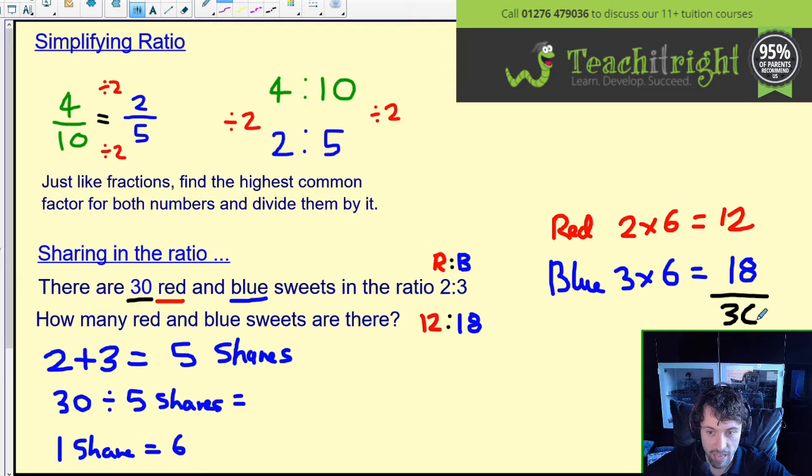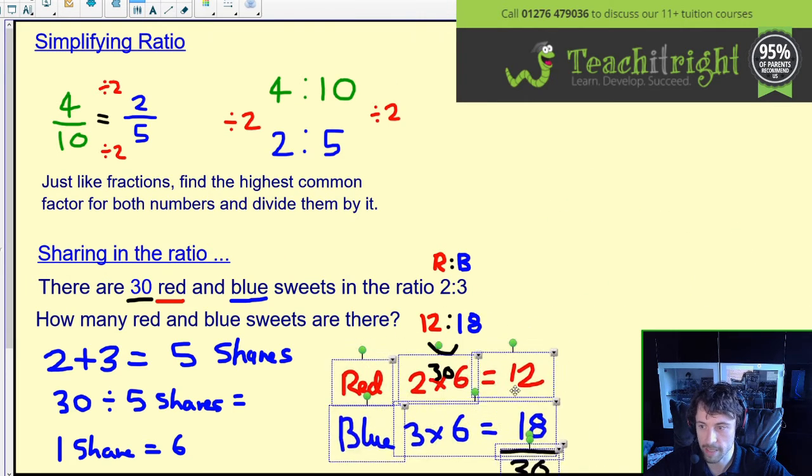And in this case, if I add 12 and 18, or again here, I add 12 and 18, I do end up back at 30. So I know that I have properly shared out my sweets without mislaying any or accidentally eating any. So that would be how to work out your most basic ratio question.